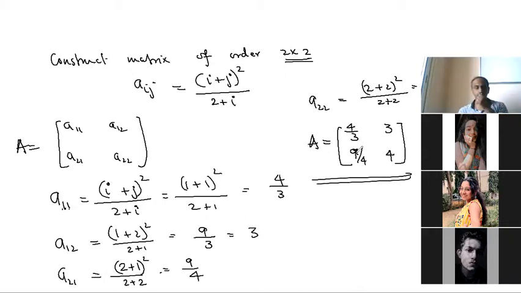Did you understand how to calculate the elements? Yes, sir. So any question of this kind you can do without my help, no? Yes, sir. Just substitute the row number and column number, calculate the elements and substitute them in the positions.